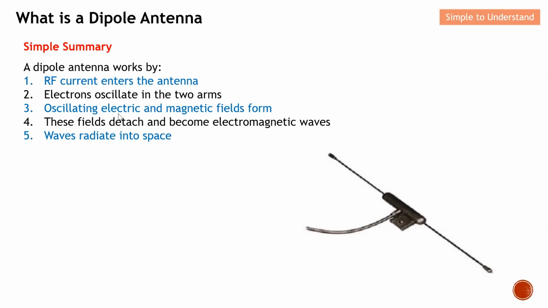This will be my last slide for today's presentation on the dipole antenna. Let me share a quick summary of what we have learned. A dipole antenna works by, firstly, the RF current entering the antenna into the two conducting materials, which I showed you earlier. The electrons oscillate in the two arms. Oscillating electric and magnetic fields form. These fields detach and become an electromagnetic wave, and this is how the wave radiates into space.